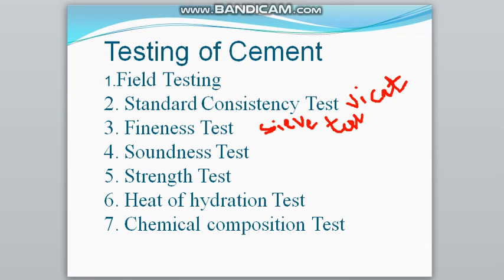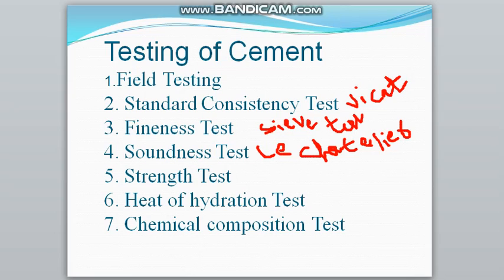Next, we'll discuss the soundness test. This test is conducted by Le Chatelier's apparatus to detect the presence of uncombined lime and magnesia in cement. So this is one of the important tests.